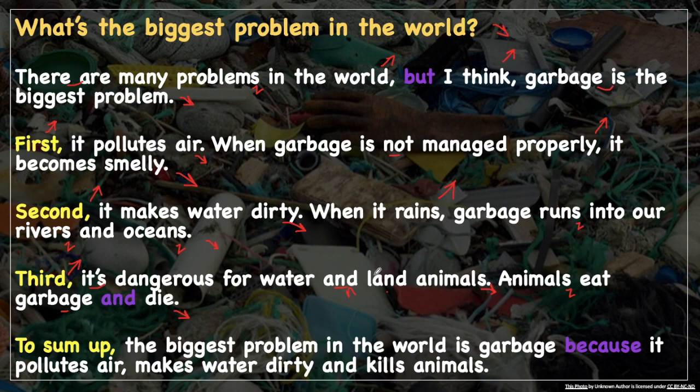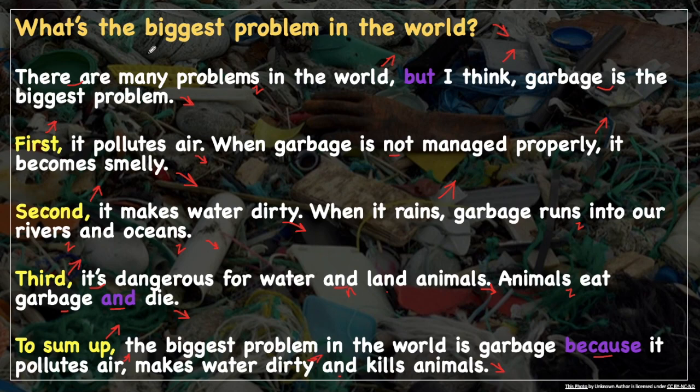So I've combined two sentences and made them into one. So remember the rule, you can use and to connect two different sentences. To sum up, the biggest problem in the world is garbage, because, to combine, it pollutes air, makes water dirty, and kills animals. Okay, all right, let me read one more time without stopping so that you can practice later.